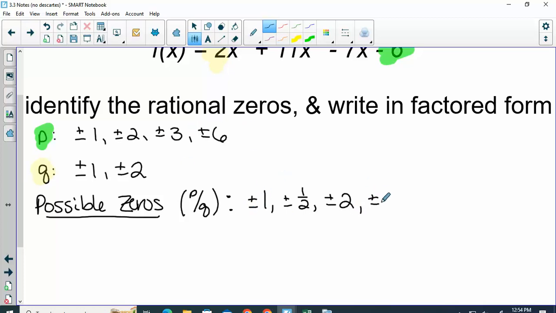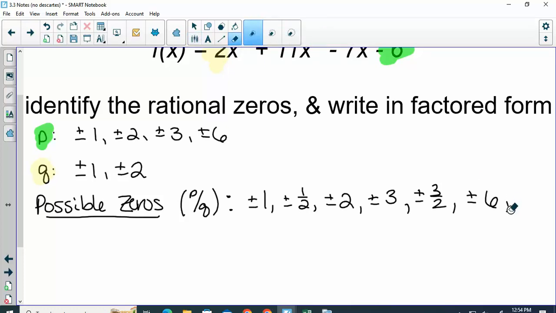3 over 1, plus or minus 3 over 2. 6 over 1, plus or minus 6. And 6 over 2 is plus or minus 3, but I already have it. So essentially, right here, I have a list of basically 12 numbers that could be a 0 of this function. So 12 numbers that when I plug them in might make this function equal 0.